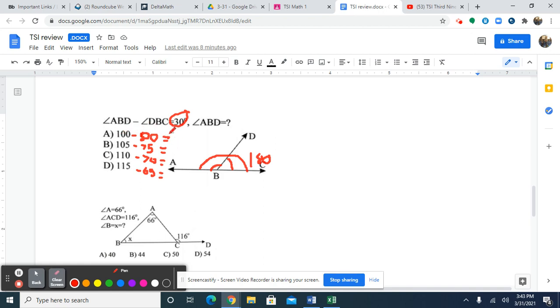So 100 minus 80, the difference there is 20. 105 minus 75, the answer there is 30. 110 minus 70, the difference is 40. And 115 minus 65, the difference is 50. So B is the one where the difference is 30 and they both equal 180.